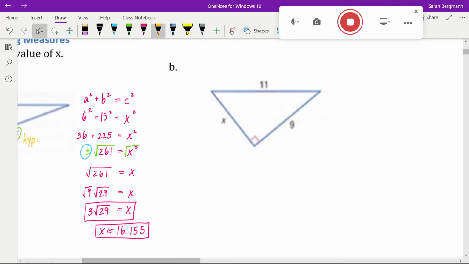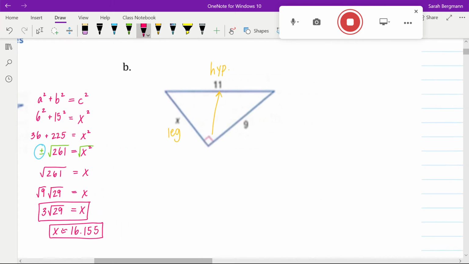So on this triangle, we have the legs are 9 and x, and the hypotenuse this time is given to us: 11. So the difference between this problem and the last problem is that this time we're finding one of the legs. But it's going to work the same way.